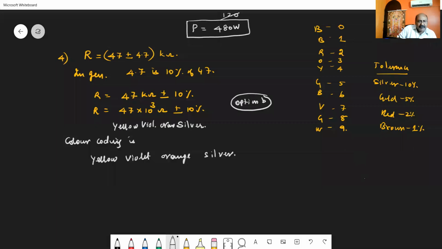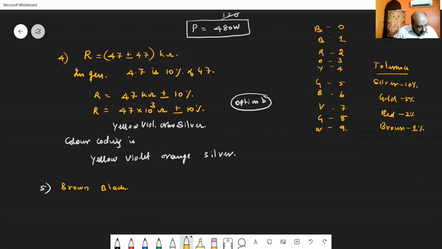So come on, question number 5. What is the value of the resistance of the following resistor? They have given a resistor with colored rings. The first ring is brown. Then the second ring is black. The third ring is orange or red. It is orange, I think, isn't it?